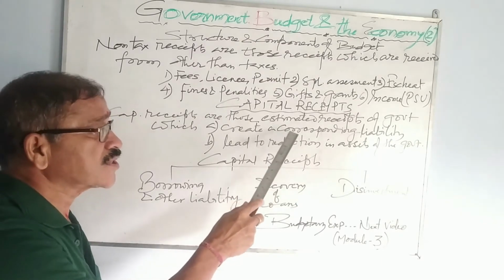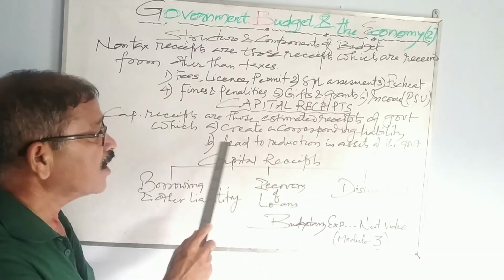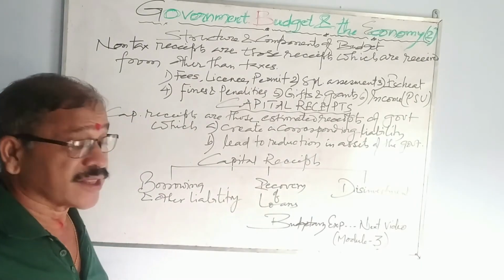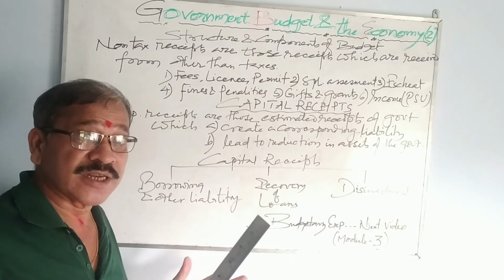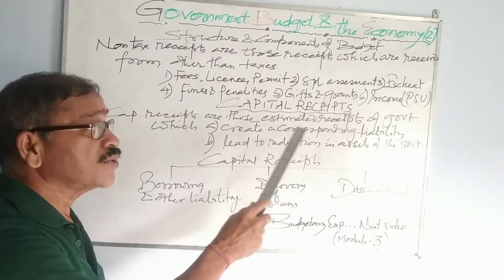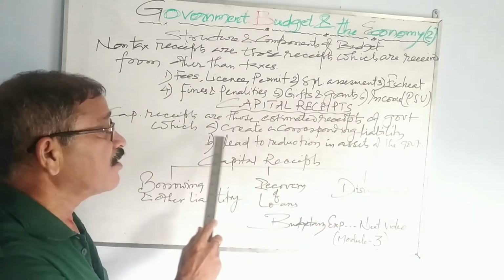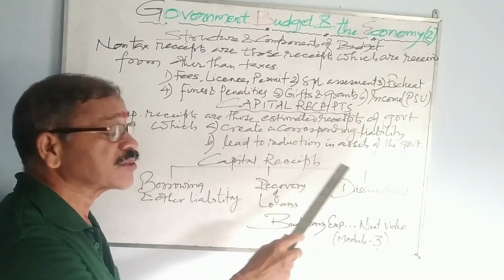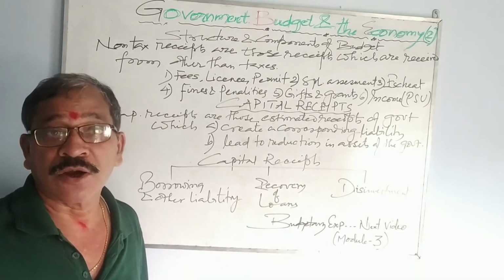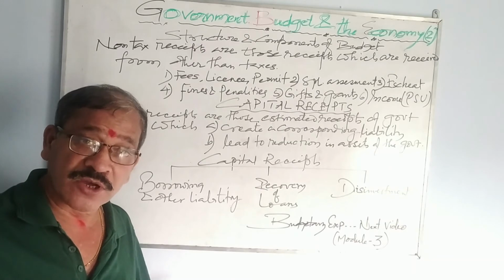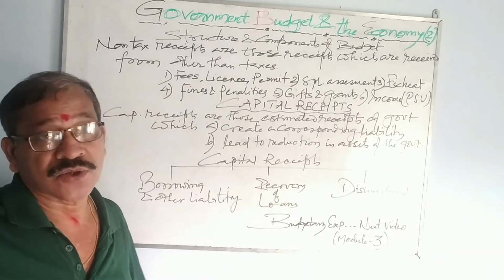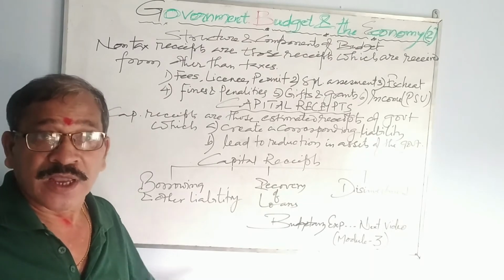Capital receipts are those estimated receipts of government which create a corresponding liability. In revenue receipt it does not create any corresponding liability, but capital receipts are those estimated receipts of government which create a corresponding liability and lead to reduction in assets of the government. The assets of the government will reduce and the liability also is created in case of capital receipt.